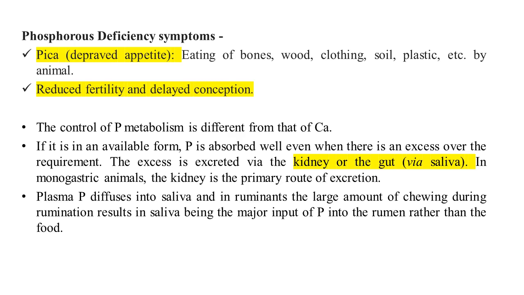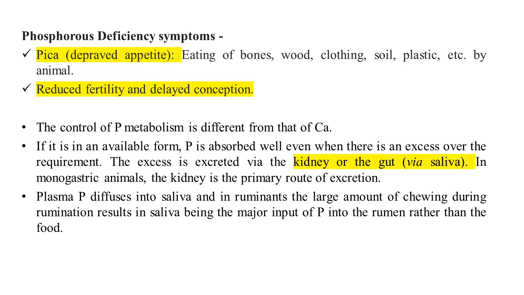Phosphorus deficiency symptoms: pica, depraved appetite, eating of bones, wood, clothing, soil, plastic, etc. by animal. Reduced fertility and delayed conception. The control of P metabolism is different from that of Ca. If it is in an available form, P is absorbed well even when there is an excess over the requirement. The excess is excreted via the kidney or the gut, via saliva.